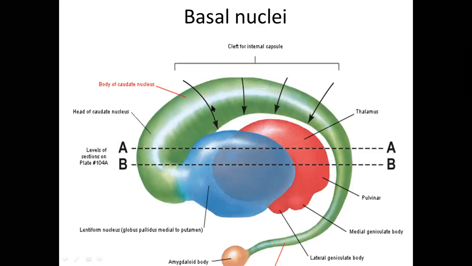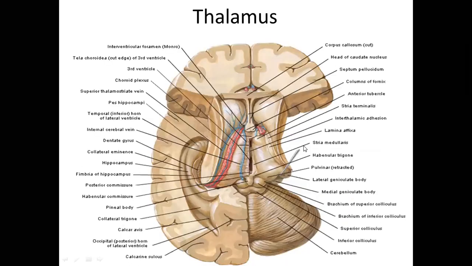These nuclei basically control the motor activity of the body. They control the muscles. They control the muscle tone. So this is the caudate nucleus. Now, among these, the most important is the thalamus. We will study the detail of thalamus.